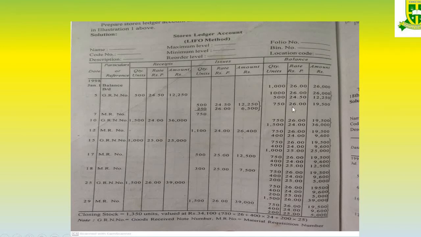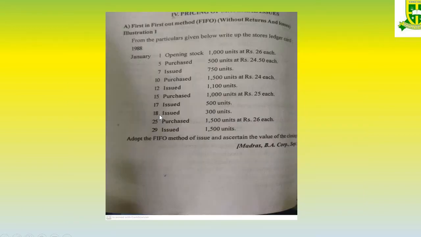So 750 into 26, which is 19,500. So I have used 750 units. Now see the next transaction. On 10th, what you are doing? You are purchasing 1500 units at 24 each.